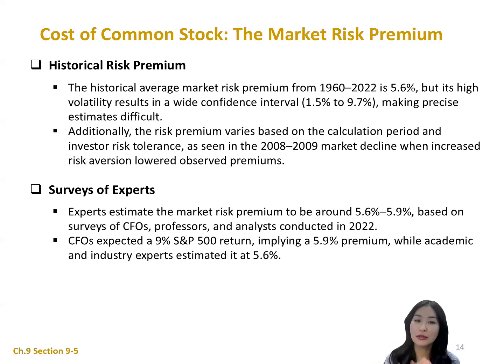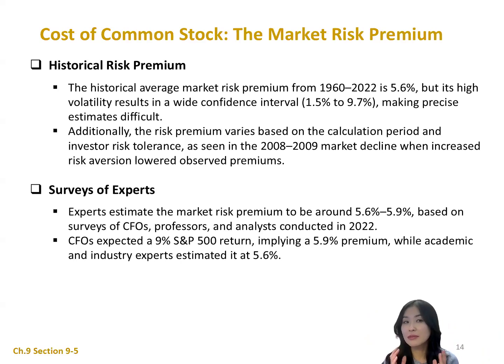Let's look at the historical average risk premium. From 1960 to 2022, the arithmetic average risk premium was 5.6%. However, stock returns are highly volatile, which reduces the statistical confidence in the estimation. The 95% confidence interval for the average ranges widely from 1.5% to 9.7%. This large range makes it difficult to pinpoint an exact expected premium.